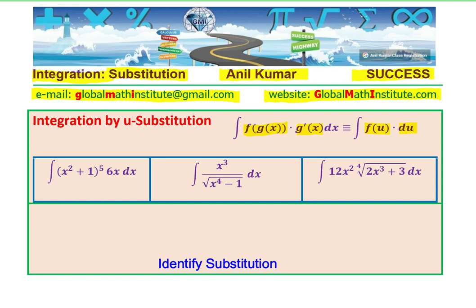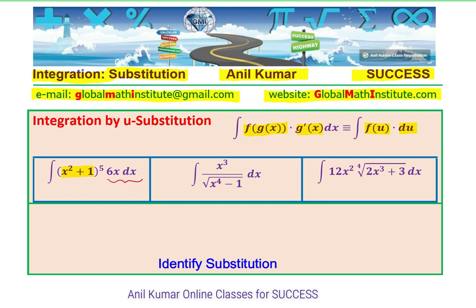Okay, great. So the very first example, we have a polynomial x squared plus 1 to the power of 5 times 6x dx. Do you see some correlation between derivative and the function? Yes. What is the derivative of x squared plus 1, right? The derivative of x squared plus 1 will give us 2x, and so we could write this as 3 times du. You get the idea. 3 times 2, 6. And we could do it.